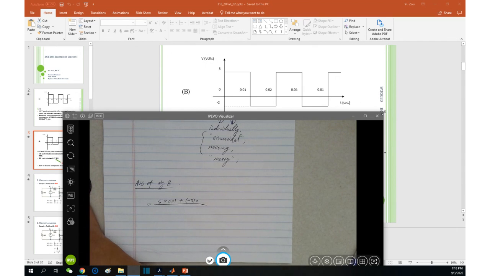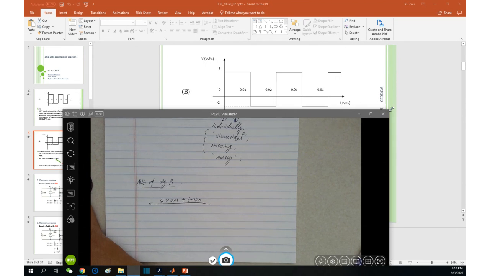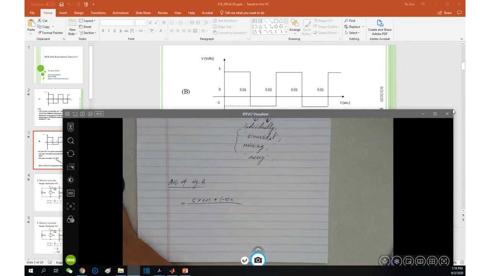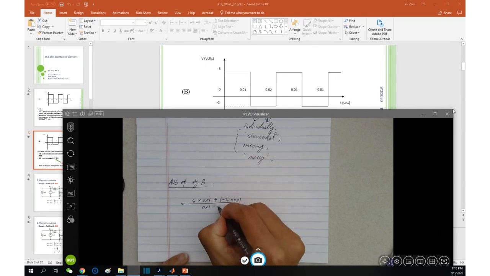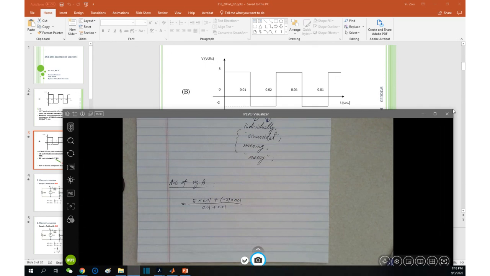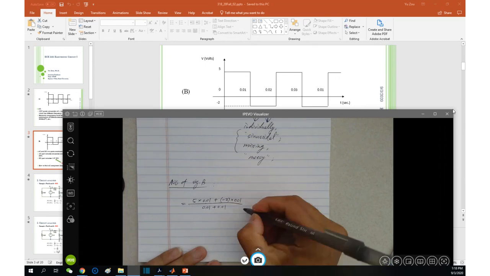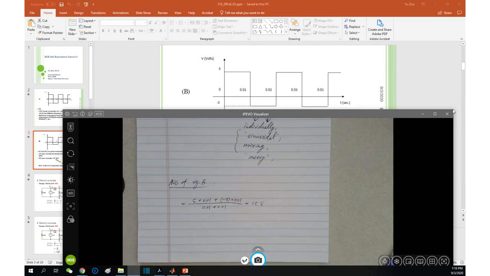Anyone? Same amount of time, exactly. 0.01. Very good. Exactly right. Divided by what? Total length, which is the period. Okay. So this is how we come up with 1.5 volts as the average value. Does it make sense? What were we doing? We were looking for the area here, minus the negative area here, and then divide by the time length.